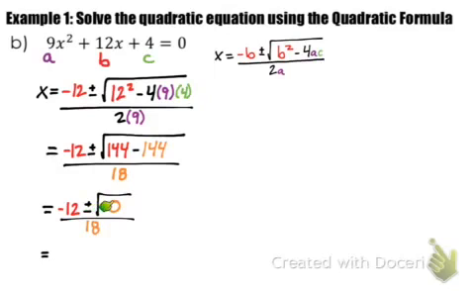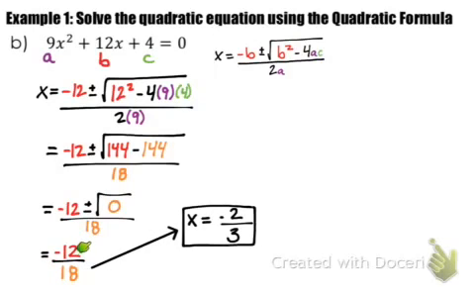So keep in mind, our b squared minus 4ac, if it's positive, we'll end up with two solutions. So the square root of 0 is actually just 0. So we're only going to use the negative 12 divided by 18 as our solution. So we're going to have one solution in this case. If the radical ends up being 0, we're going to have one solution. So when we simplify negative 12 over 18, x is equal to negative 2/3.